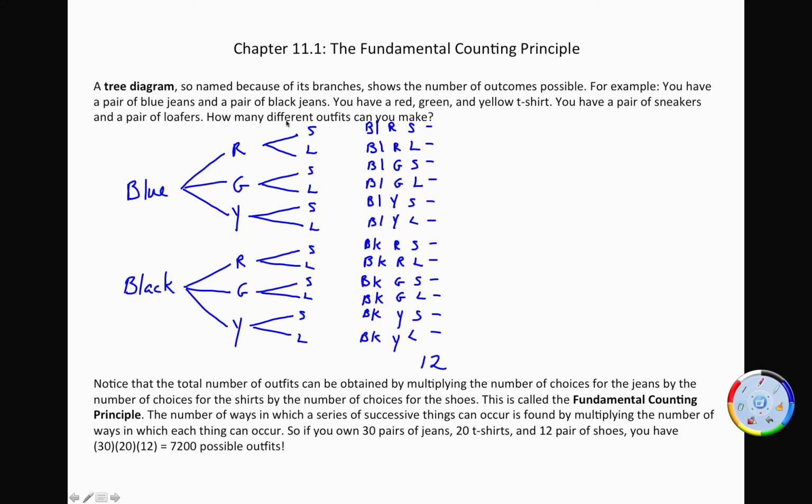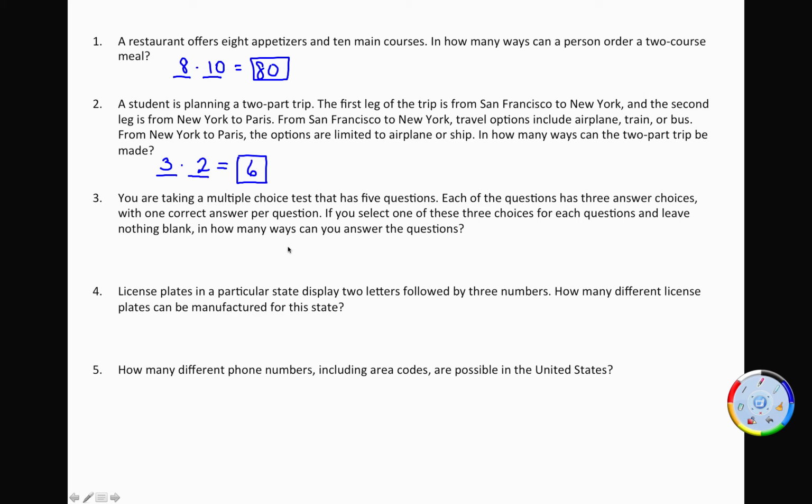You are taking a multiple choice test that has 5 questions. Each of the questions has 3 answer choices, with 1 correct answer per question. You can select one of these 3 choices for each question and leave nothing blank. How many ways can you answer the questions?